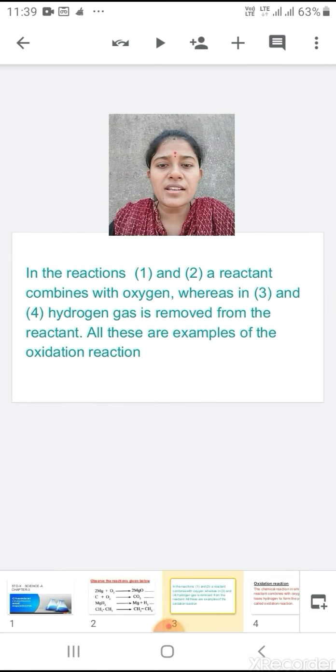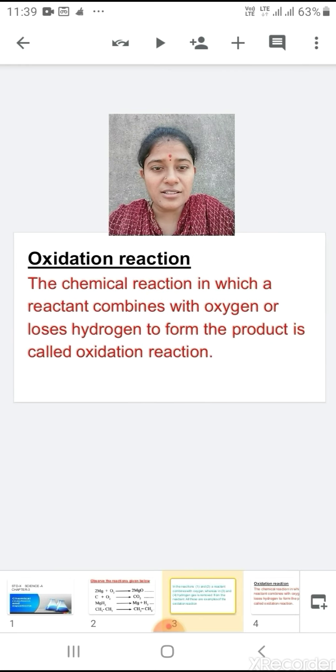So once again I repeat, in the first and second reactions, oxygen gets combined, whereas in the third and fourth, hydrogen gas is removed. Okay, and all these are examples of oxidation reaction. Our today's topic is oxidation and reduction. We are going to study in detail what is an oxidation reaction and what is a reduction reaction.